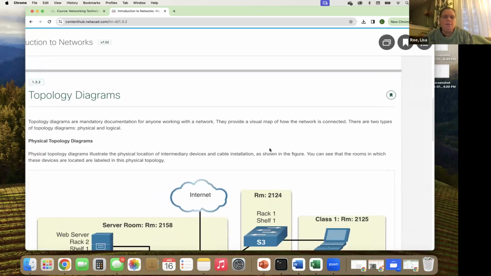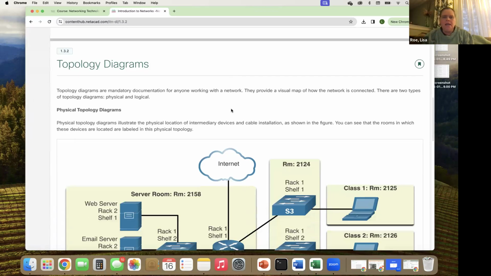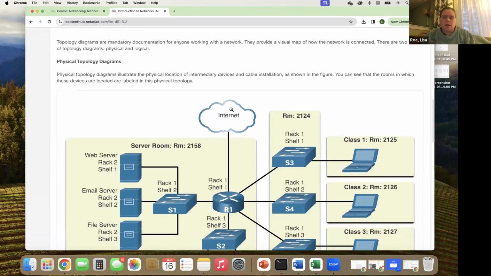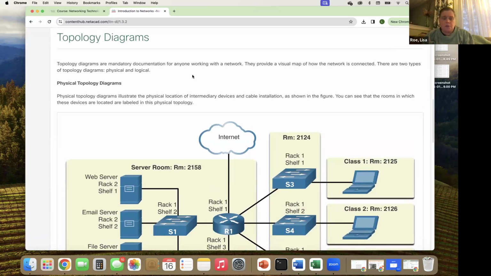Okay, so now we're talking about topology diagrams. Topologies are charts. When you look at Google Earth, you're looking at a topology. When you're looking at Google Maps, you're looking at a topology. Topologies are basically the layout of the environment. And we have two kinds of topologies in a network: a physical and a logical topology.